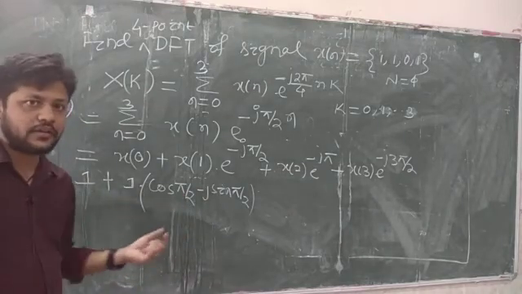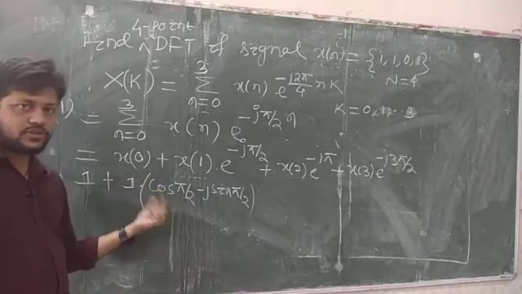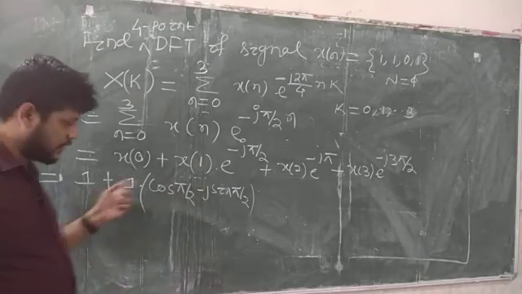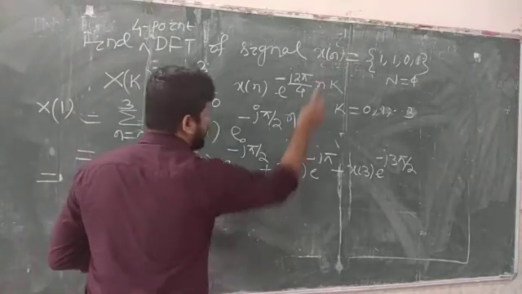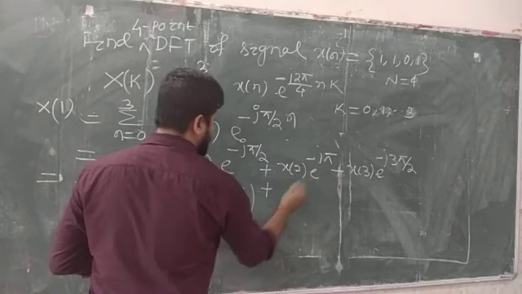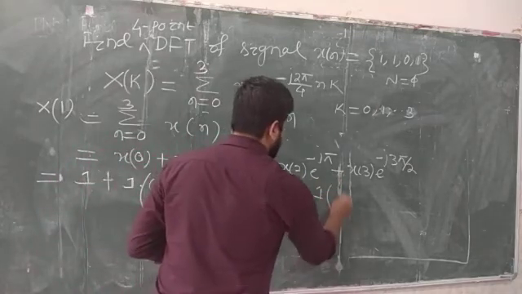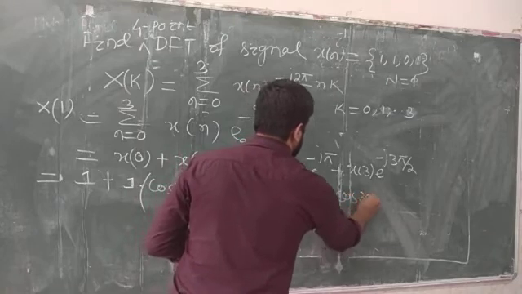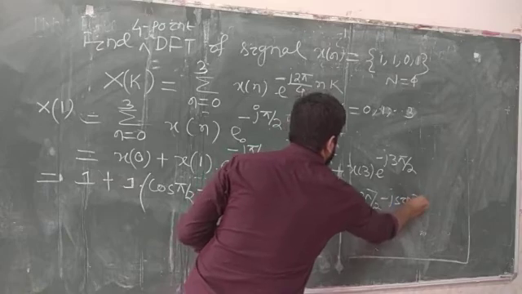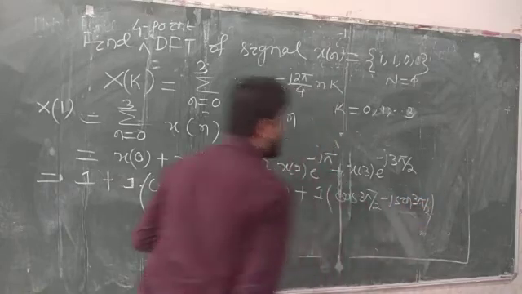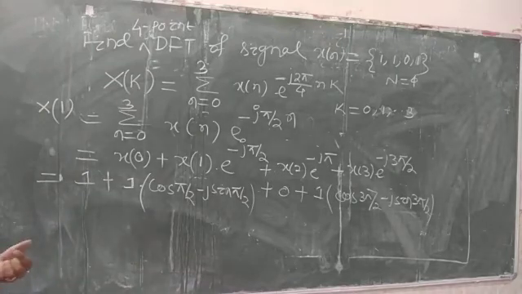Pi by 2 means 90 degrees, cos 90 is 0 and sin 90 is 1. So the whole product will be 0 minus j, that will be minus j. Then we have to write here x of 2; in place of x of 2 if you put 0, the whole product will be 0, plus x of 3, the value is 1, again we have to write here cos of 3 pi by 2 minus j sin 3 pi by 2. So 3 pi by 2 means we have 270, cos 270 and sin 270.